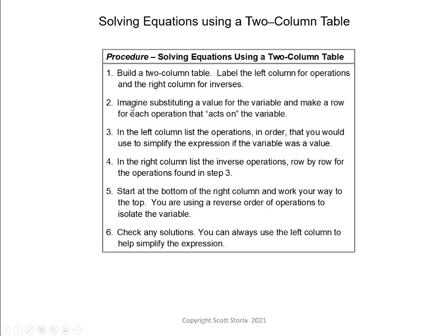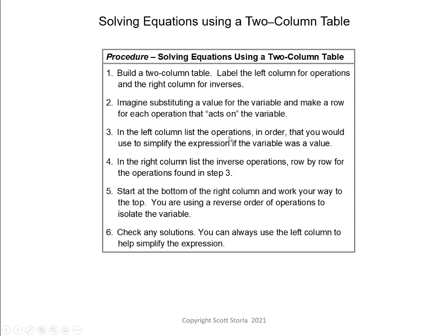Then we're going to imagine that we substitute a value for the variable. And we're going to make a row for each operation that acts on the variable. In the left column, we're going to list the operations in order that you would use to simplify the expression if the variable was a value. In the right column, you're going to list the inverse operations row by row for the operations you found in the previous step.